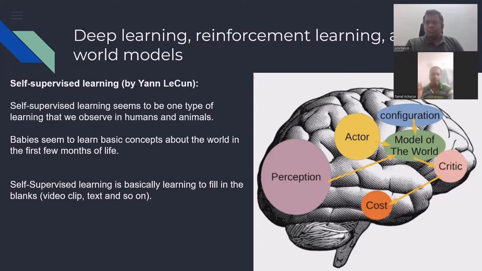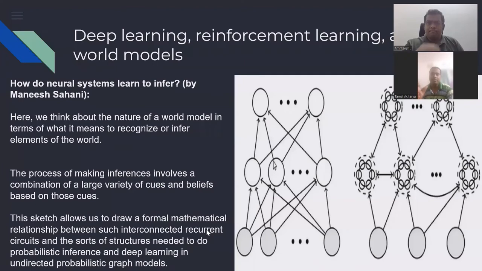Self-supervised learning is basically learning to fill in the blanks, as I said, with a video clip or text. Suppose there is a picture in front of me. If I tear it in half, you'll still be able to complete that picture inside your mind, because you have seen it and you understand how the picture should be. Now, the cost function indicates the instantaneous cost of the state of the world.